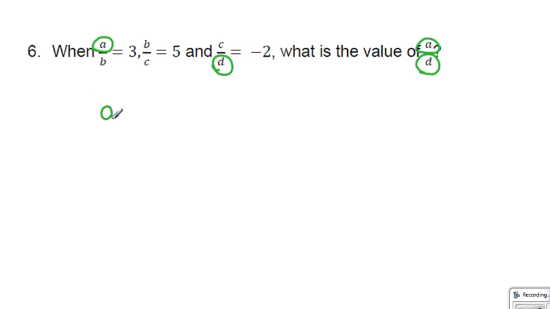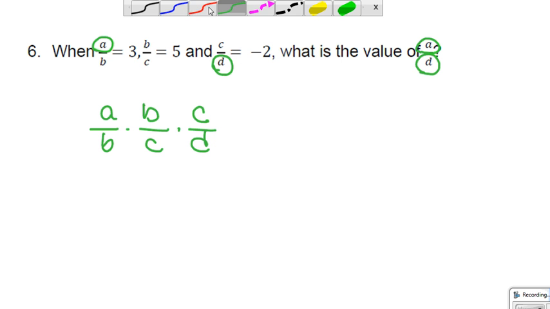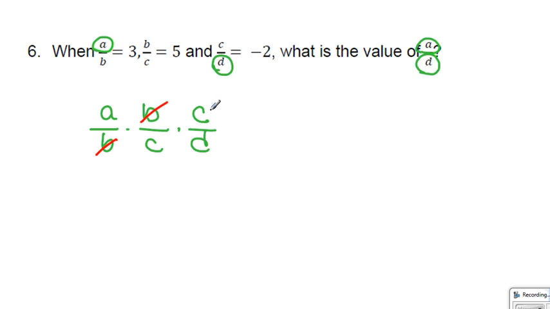Now, one way in which we can do it is this. A over B, to cancel out B. You can see that B cancels out. And instead of stopping here, we can multiply by C over D. Then B cancels out, C cancels out, which ends up getting A over D.